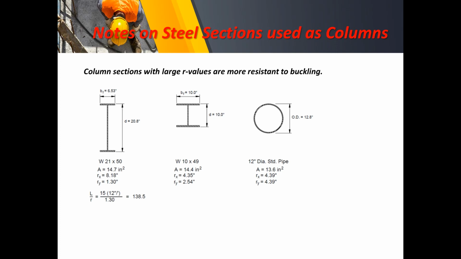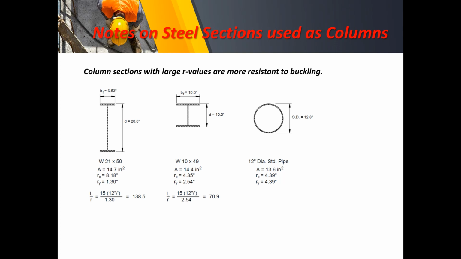Given that we have a 15 length, we just divide that by 1.3, or the lesser value of the radius of gyration. Hence, the critical slenderness ratio will be equal to 138.5 on the second section, dividing that length by the lesser radius of gyration, 2.54.